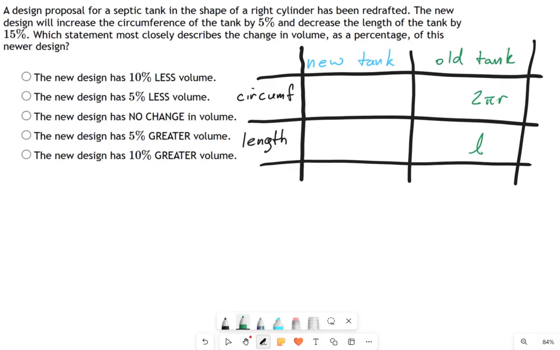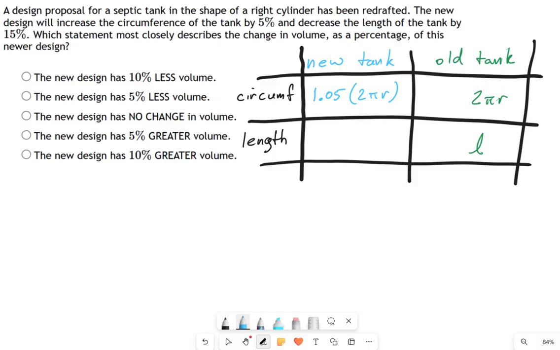Now, I've already put 2 pi r for the circumference of the old tank and L for the length of the old tank. We don't know what those are, but let's just put them there for placeholders. I think they'll be useful. And what's the new tank's circumference? Well, it's increased by 5%. And the way we say that in math is 1.05 times what it used to be, right? That's 5% larger. So that's going to be 1.05 times 2 pi r.